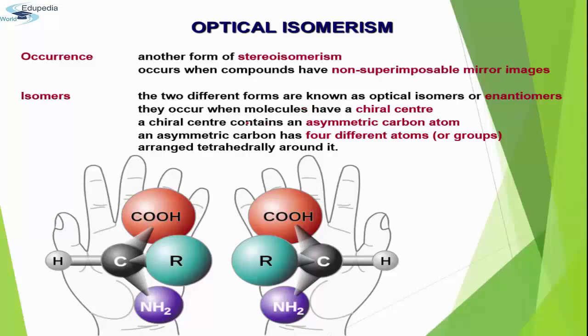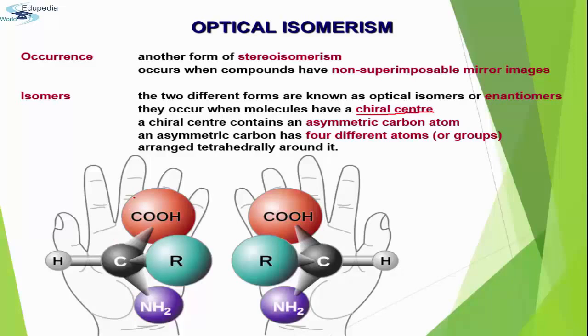So how are you going to check? Each time it is not possible to draw the mirror image and then check. Sometimes it becomes very difficult. So we introduce the concept of chiral center. What is a chiral center? A chiral center is a carbon atom which is attached to 4 different atoms or groups. Such a center is known as a chiral center or asymmetric carbon atom.